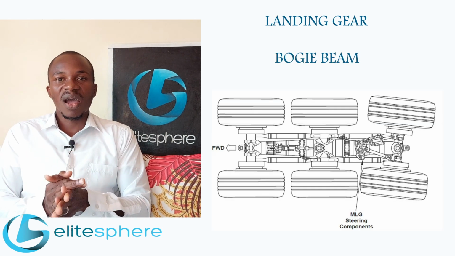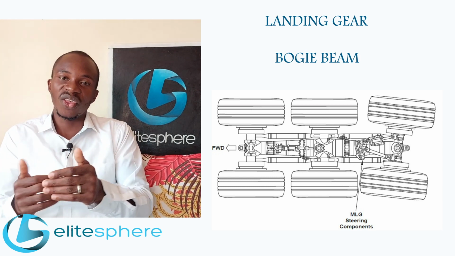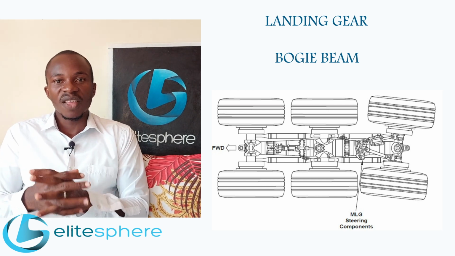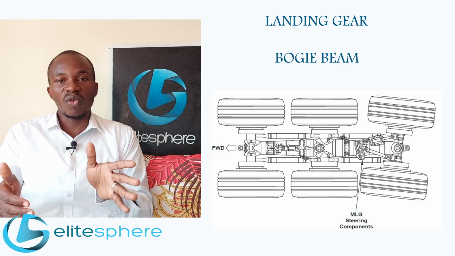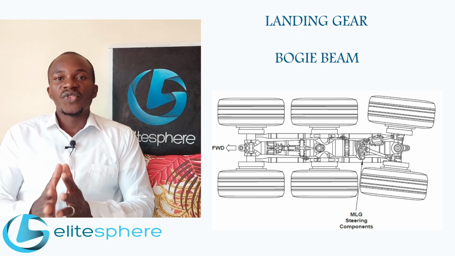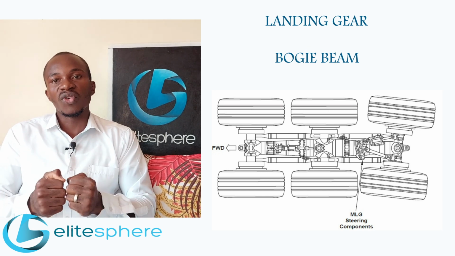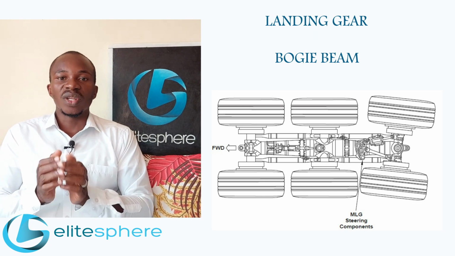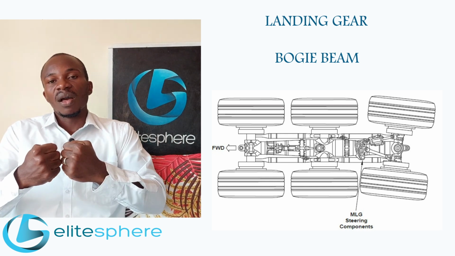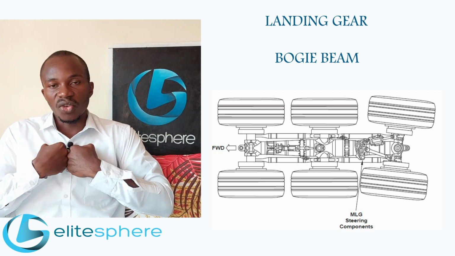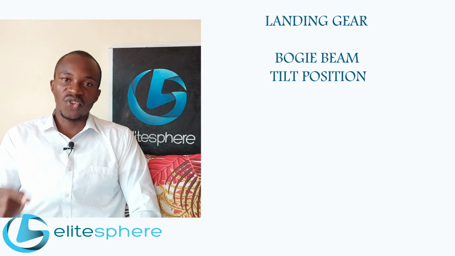Some bogie beams are in 2 parts. One part of the bogie is steerable. This is to enable a shorter turning circle during ground maneuver. Due to the space restriction, the bogie has to be in a particular position before retraction in order to enable accommodation of all the landing gears in the belly of the aircraft during retraction. This position is known as the tilt position.